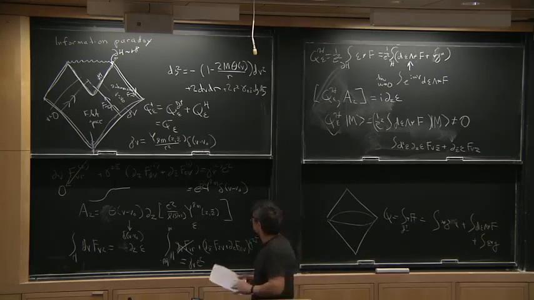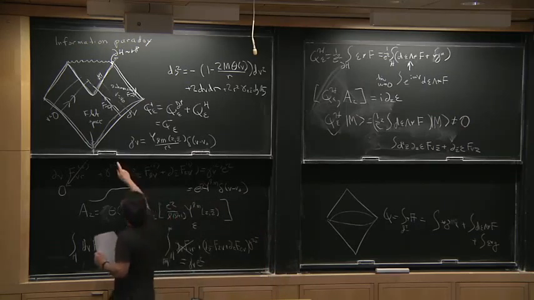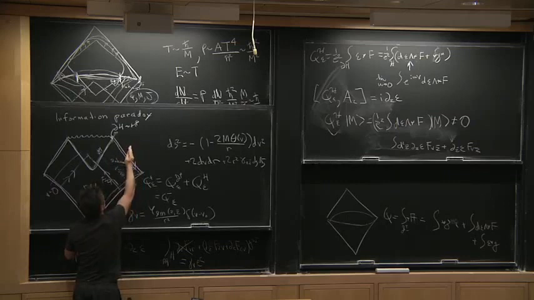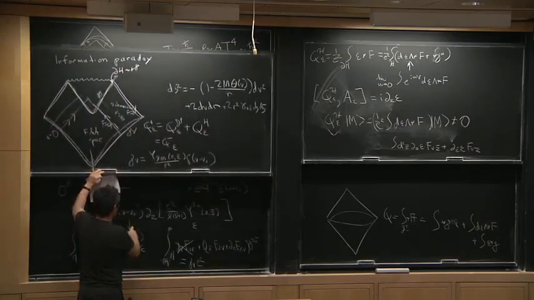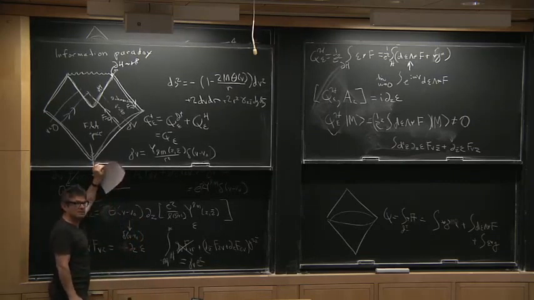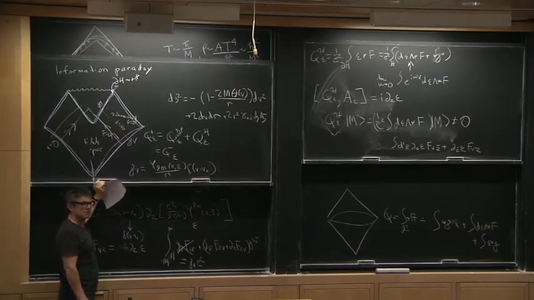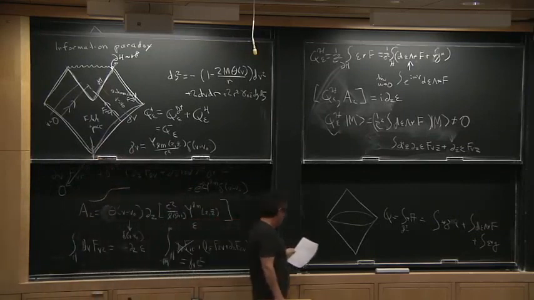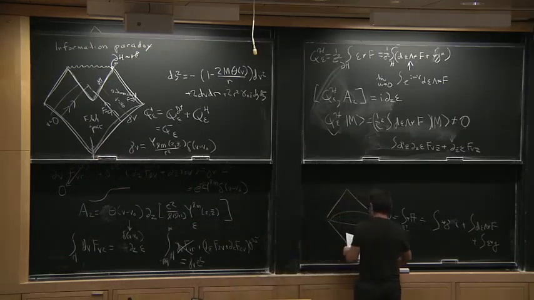Right? I'm not making it only inside. The gauge transformation is everywhere above this line. Right? It's theta of v minus v0. Okay, so now let's let the black hole evaporate.